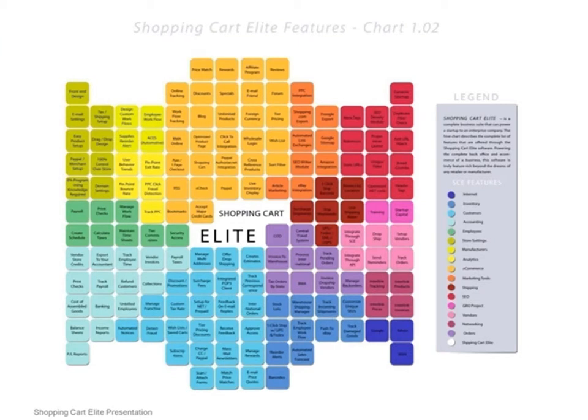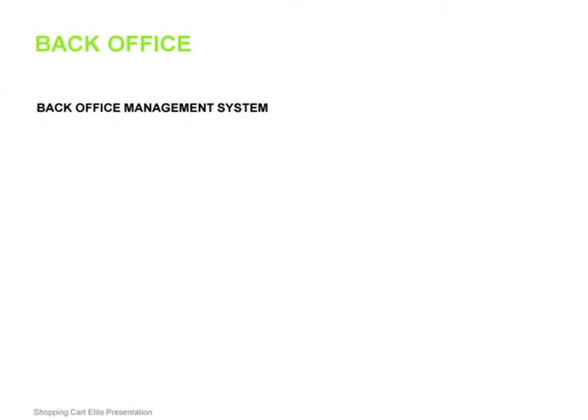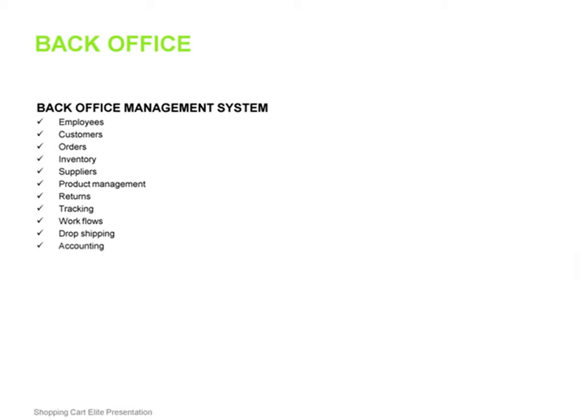The second part of a shopping cart is the back office, or some call it the management system, where a website owner manages employees, customers, orders, inventory, suppliers, product management, returns, tracking, workflows, drop shipping, accounting, shipping, analytics, and search engine marketing. Just thinking about that leaves me breathless.